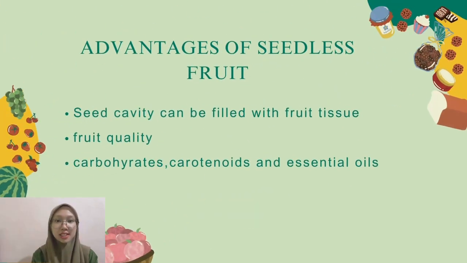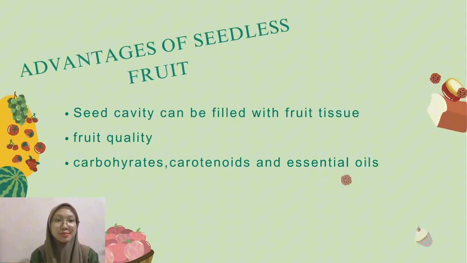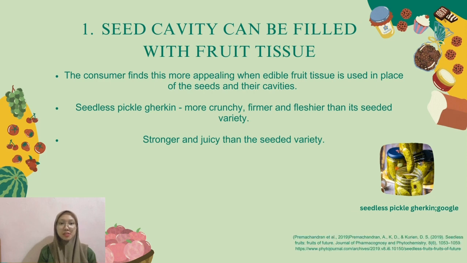So the next is the advantages of seedless fruit. We have three advantages: the seed cavity can be filled with fruit tissue, fruit quality, and the last one is carbohydrate, carotenoids, and essential oil. The first one is that the seed cavity can be filled with fruit tissue. The consumer finds this more appealing when edible fruit tissue is used in place of the seeds and their cavities, such as seedless pickled gherkin, which is more crunchy, firmer, and fleshier than its seeded variety. We also know that the seedless fruit is stronger and juicier than the seeded variety.